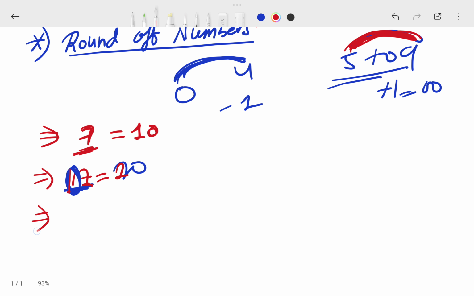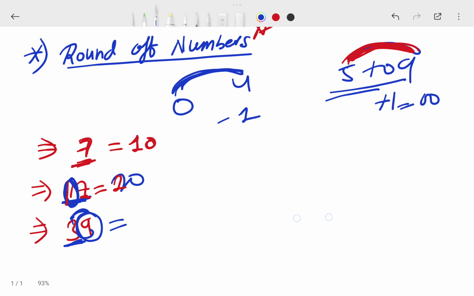Now let's take another example. Let's say 39 is given. Don't look at 3, just look at 9. Whatever number is given, look at the last digit. 9 comes between 5 and 9, so we add plus 1. So 3 plus 1 is 4. After that, whatever number is there, the 9, becomes 0.